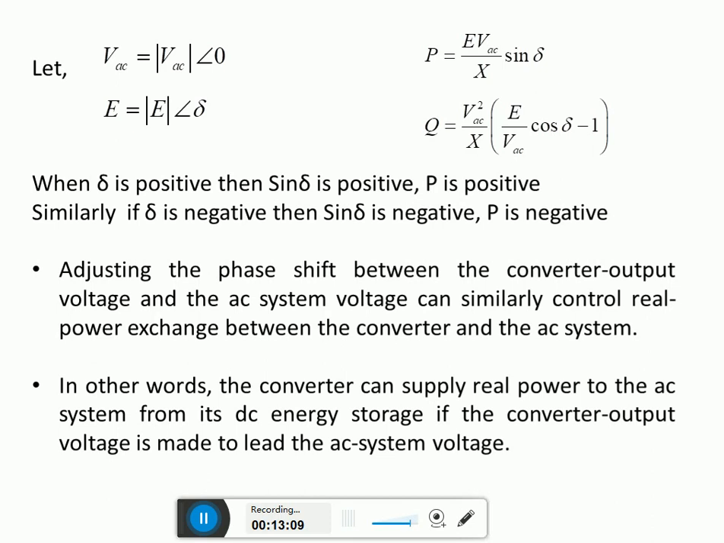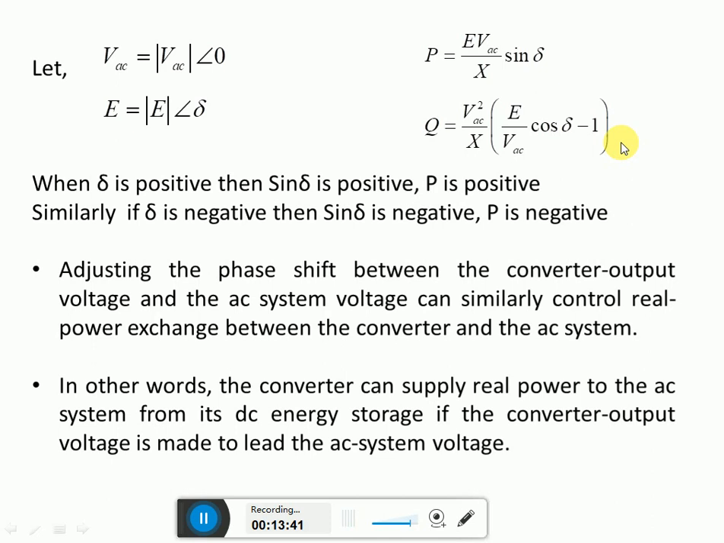So let's take VSE as the busbar voltage, or the voltage at which the STATCOM is connected, and E is the voltage generated by the STATCOM. Now what is the power flowing through that path? Whatever we have seen, the power flowing through that path, P, is E VSE by X, the reactance offered by that path, times sine delta, and Q is given by this expression.